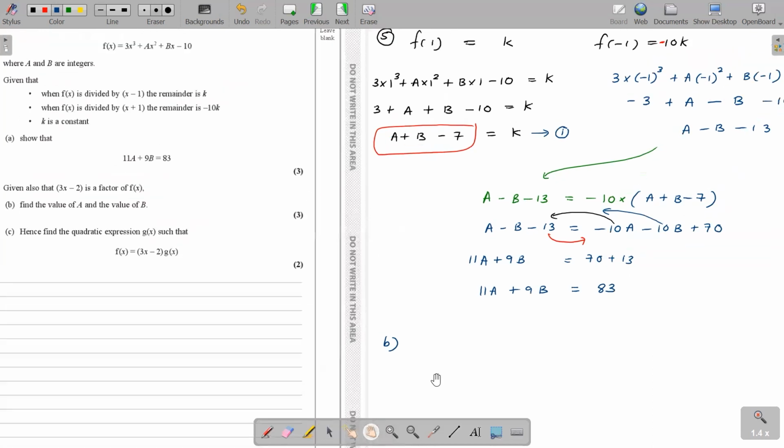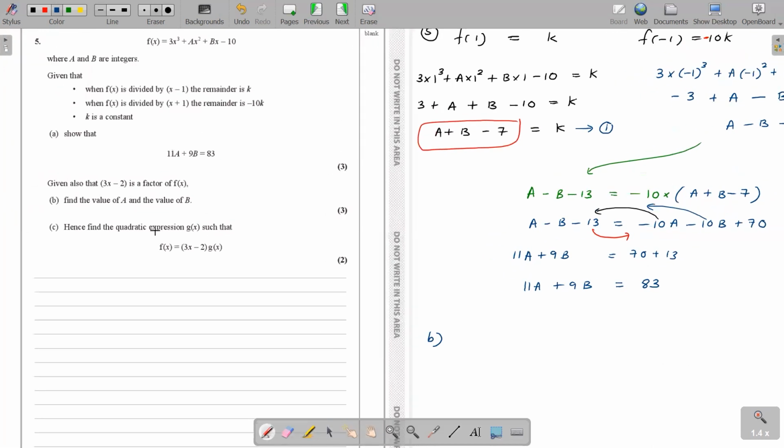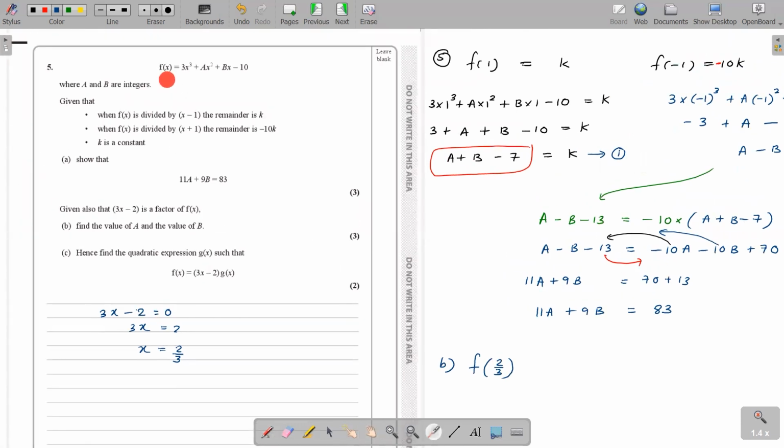Okay, so basically when 3x minus 2, what's the x value I use? So make 3x minus 2 equals 0. What do we get? 3x equals 2, thereby x equals 2 over 3. Are you with me? So what do we do here now? We take our f(x) and replace the x with 2 over 3. Replace all the x's with 2 over 3 and make the answer equal to 0, because they say 3x minus 2 is a factor.